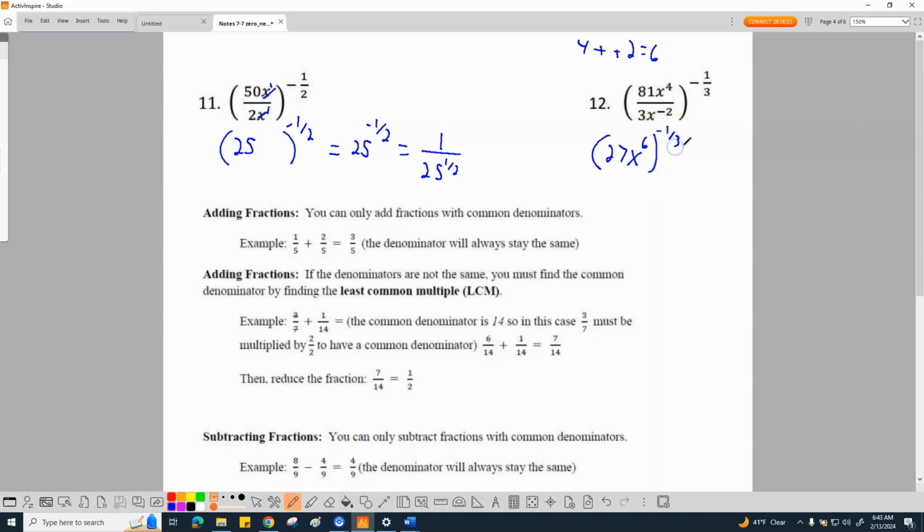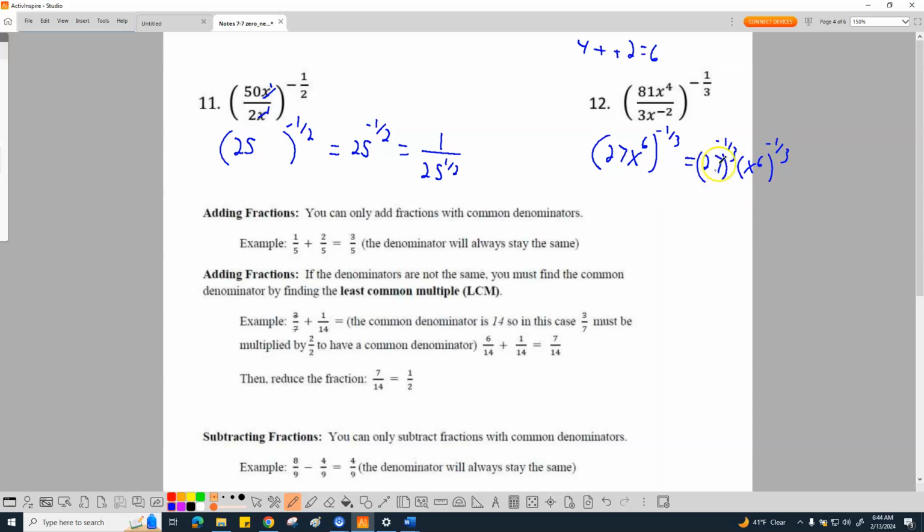Now, this is where it gets a little weird. This is where it gets a little bizarre. You now have to take this exponent, and you're going to basically apply it to every single thing inside. So it breaks apart like this. You get 27 to the negative 1/3. That's one term that you get from this. And then you're going to get x to the 6th to the negative 1/3. Now, what's the rule when you have a power raised to a power? A power raised to a power, you multiply. So you see how we're going to be multiplying fractions here?